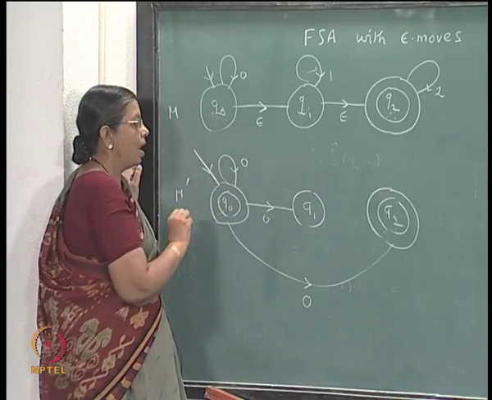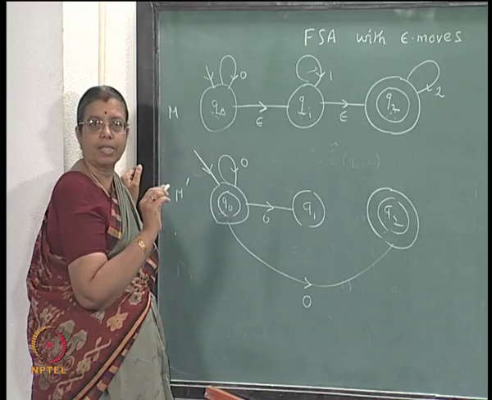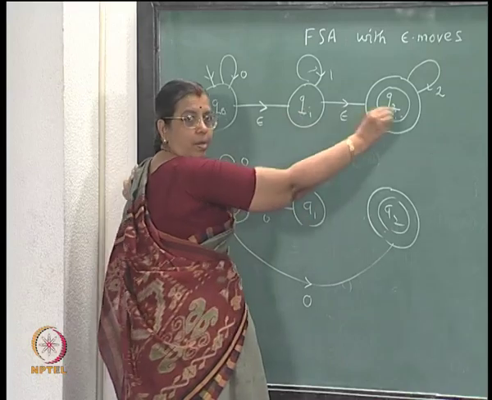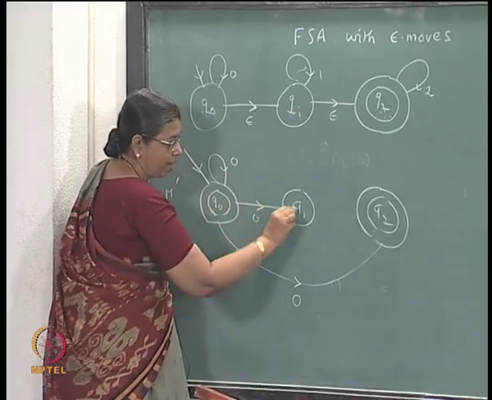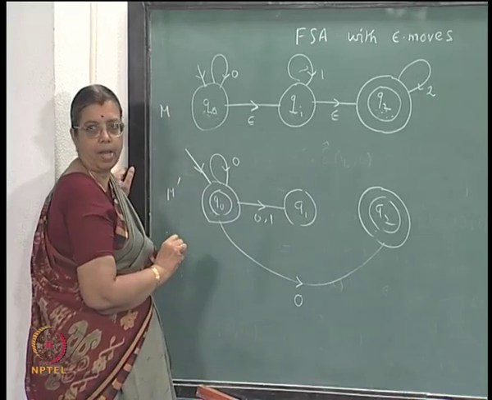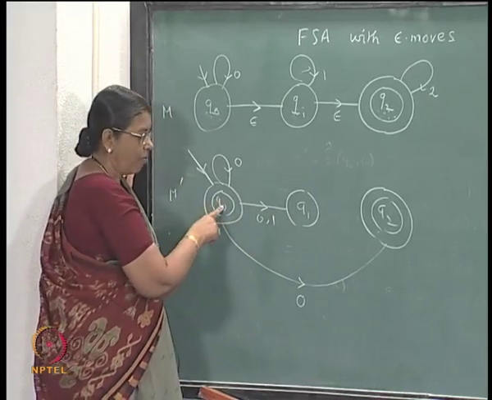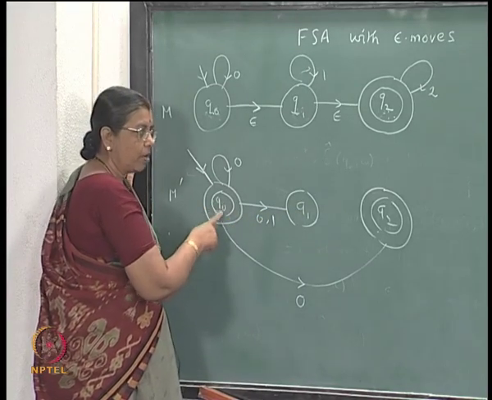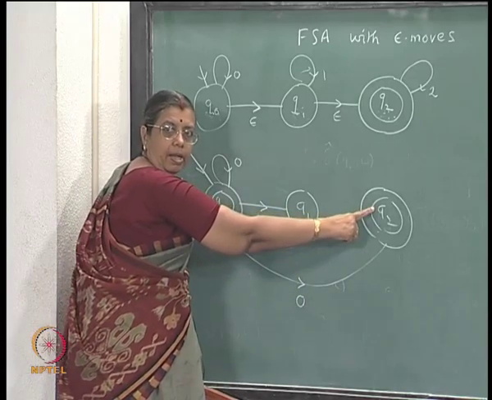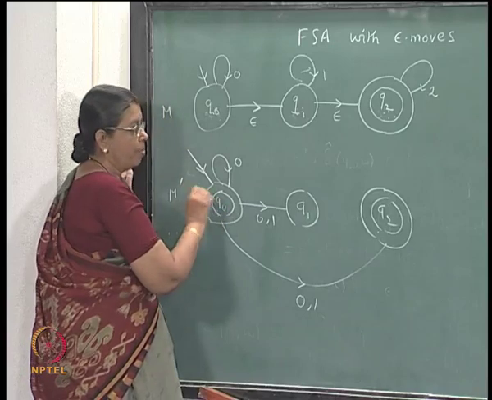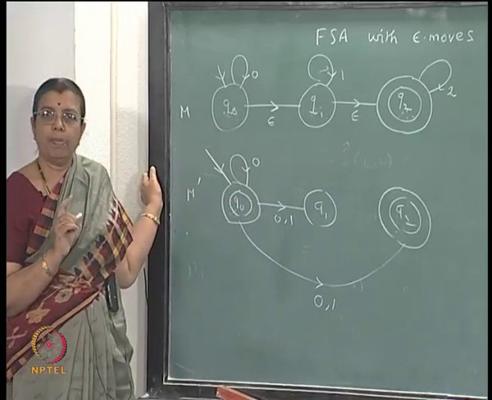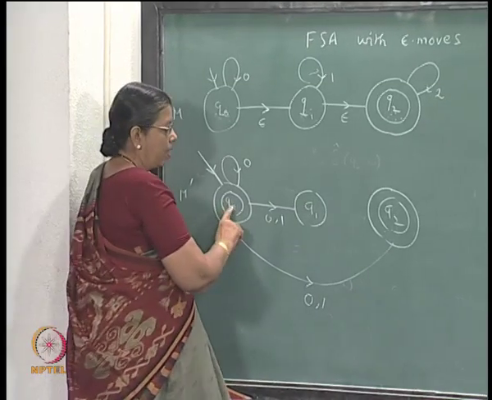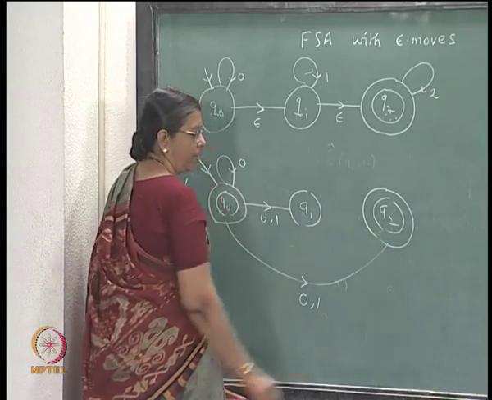Starting from q naught, after reading a 1, what are the states in which you can be? After reading 1, q1 or q2. So, from here there should be an arc, I will mark it like this. That means, from q naught if you read a 1 you go to q1. From q naught if you read a 1 you should also go to q2, right. That is, starting from q naught after reading a 1 you can be in q1 or you can be in q2. So, from here 1, from here again 1.